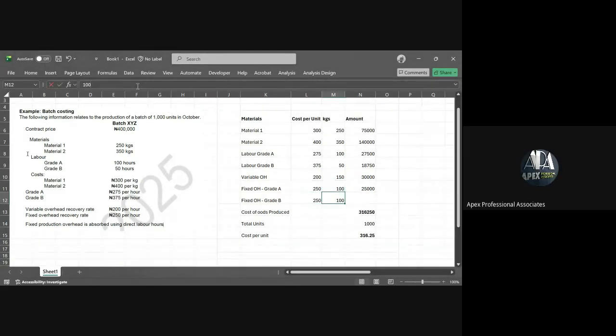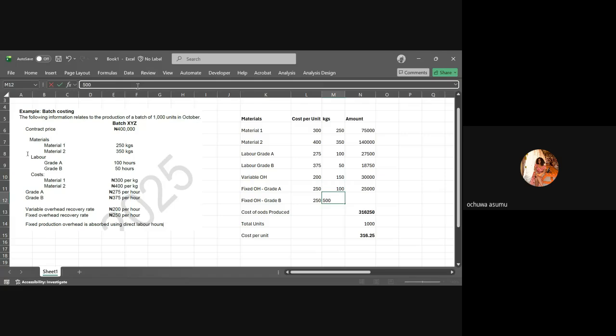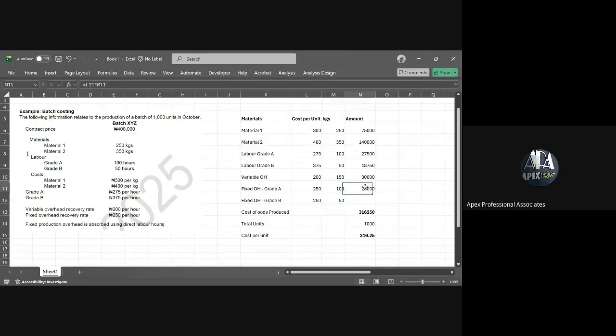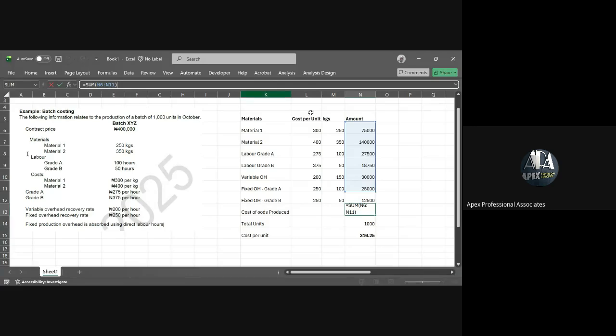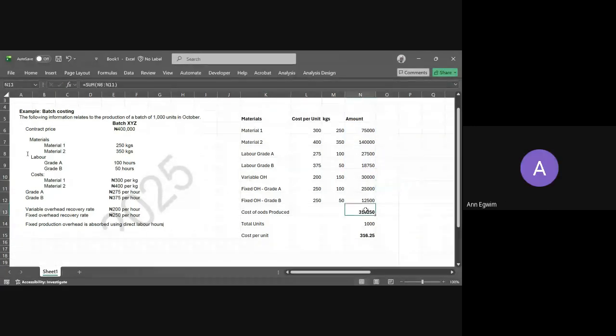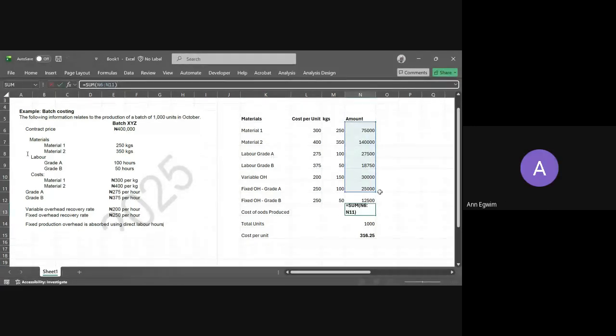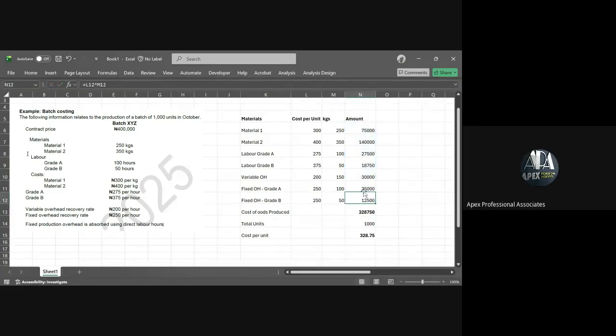The hours for grade B is how much? 50. So if you are adding the two together, the 100 and 50, what does it give us back? Our question, 150. So that is why we combined the labor hours. We can as well split them the same way we have done here.